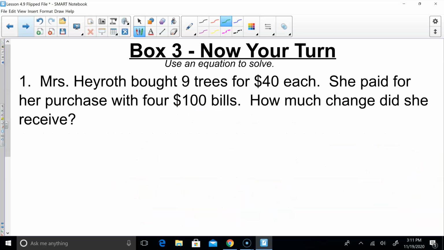Now you can draw a line on your paper. Right now, box 3. Now your turn. You're going to use an equation to solve this one. So Miss Hiroth bought 9 trees for $40 each. She paid for her purchase with 4 $100 bills. How much change did she receive? So you can read the problem again, pause the video, see if you need to draw a picture to help you out, or write an equation and solve it. I look forward to seeing what you come up with as your answer.